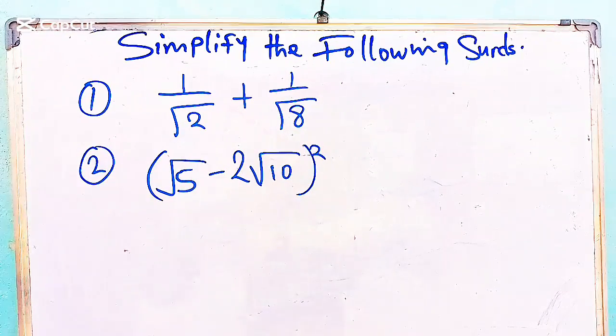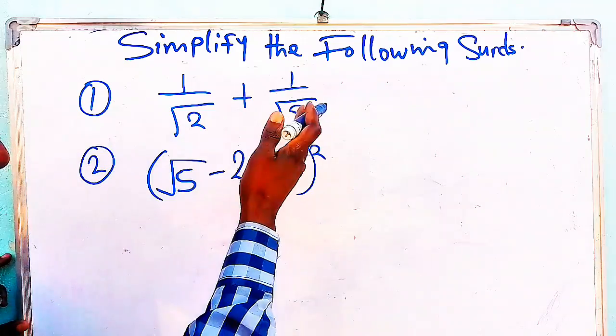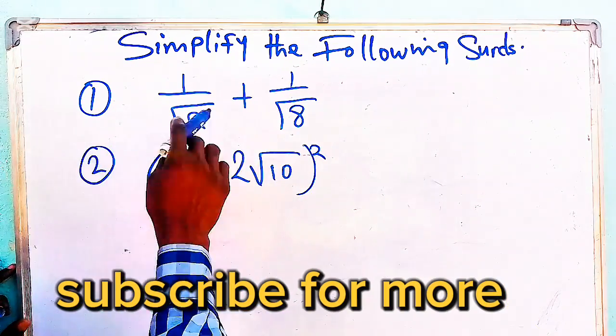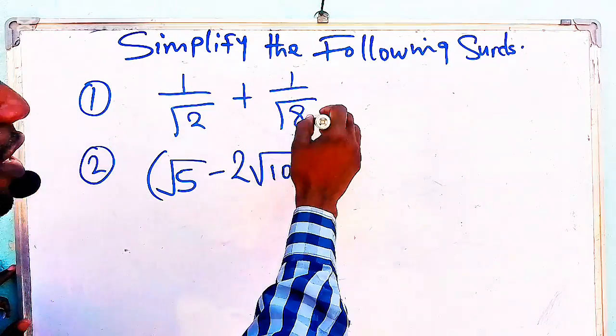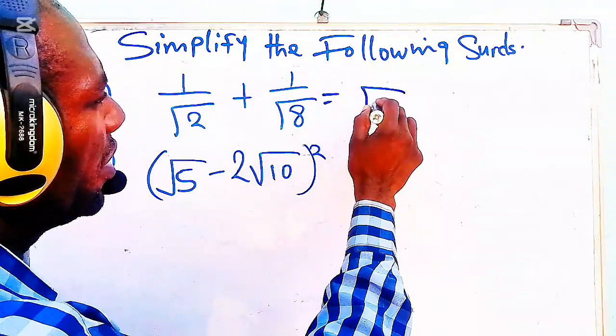Okay, let's simplify the following surds, 1 and 2. Please, their patterns are different. So when you watch number 1, endure to watch the video to the end so that you can be able to pick it. First, let's simplify √8.